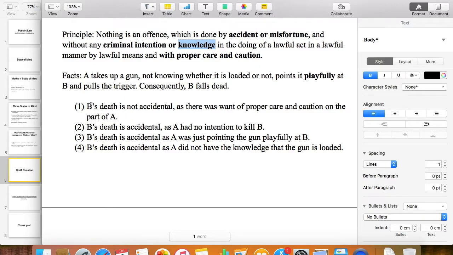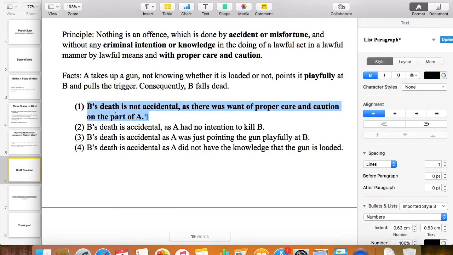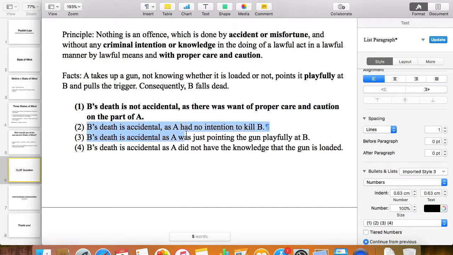So now let's look at the options. B's death is not accidental as there was want of proper care and caution on A's part, right? So this, in my opinion, will be the answer. But let's just check the other options. B's death is accidental as A had no intention to kill B. Okay, so let's deal with this option.